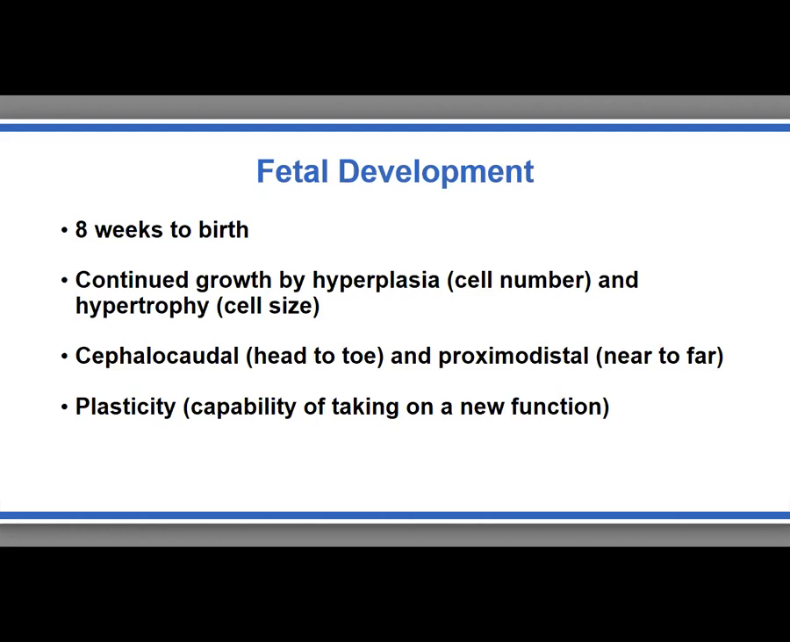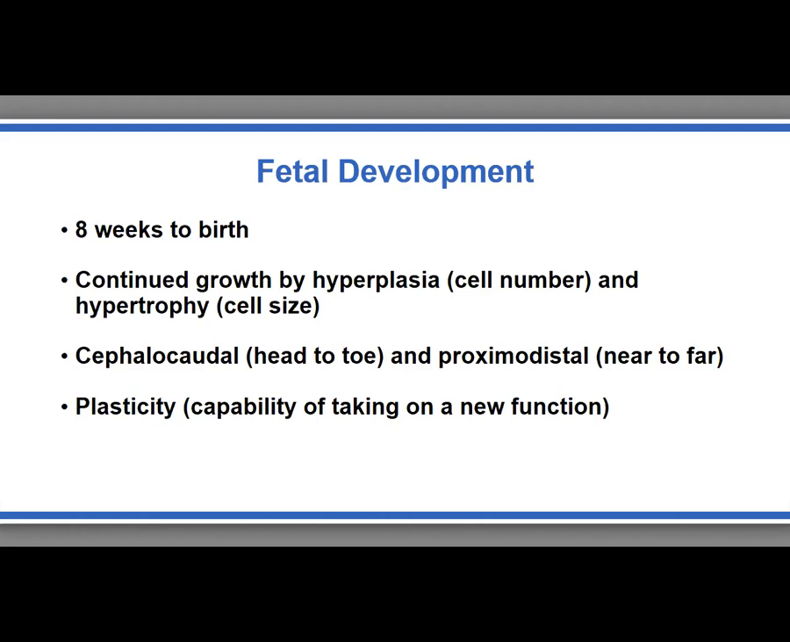Fetal development, 8 weeks to birth. Continued growth by hyperplasia, which is cell numbers, right? Again, there's the whole hyperplasia, hypertrophy. During fetal development, we have both. Once past a certain developmental point, in adulthood, there's the question of whether or not we still have any hyperplasia that happens. We at this point don't know, right? We're unable to determine that in the human species at this moment, but I'm sure when technology catches up to these questions, we'll be able to answer that at some point.